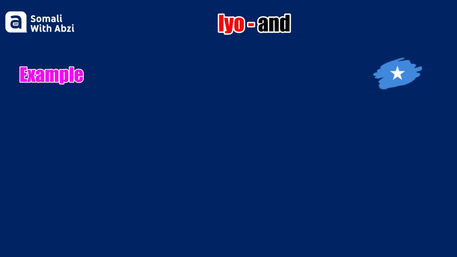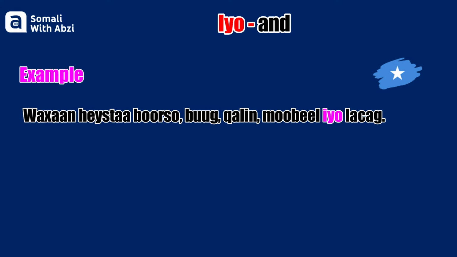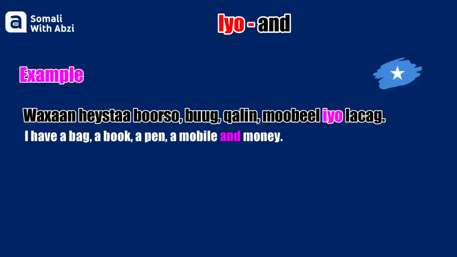For example, "waxaan haystaa boorso, buug, qalin, mobile, iyo lacag." Which means, I have a bag, a book, a pen, a mobile, and money. So, as you can see, we put "iyo" before the last of the things or nouns we list.